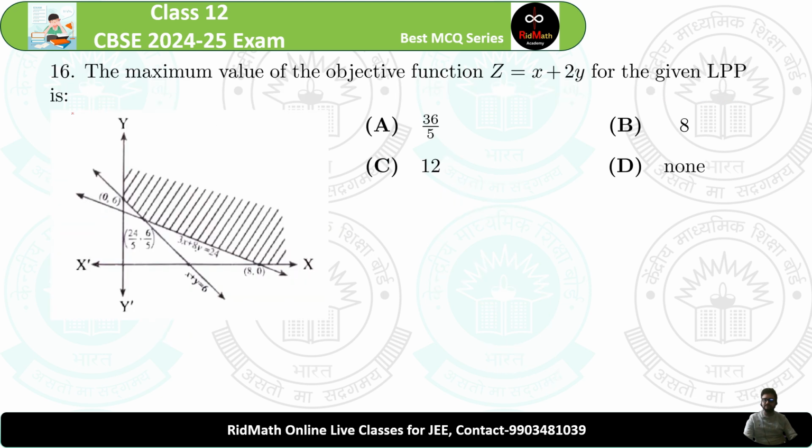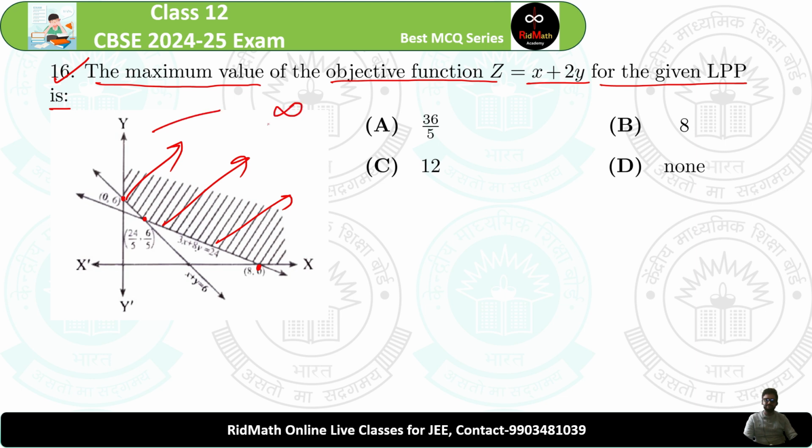Next problem. Question number 16. The maximum value of the objective function z equal to x plus 2y for the given LPP is. So we have to find the corner points. Now these are the corner points, this and this. Okay, now see, the solution area is this region. So it is going towards infinity.